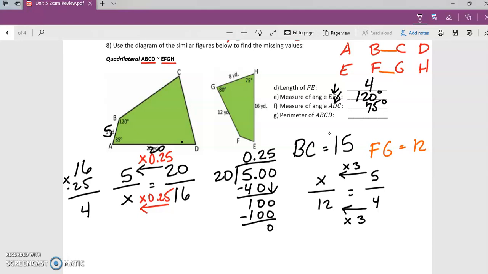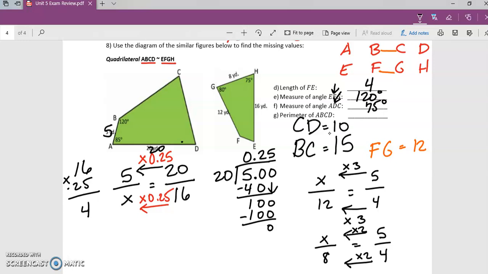We would do the same exact process for CD. So for CD, we would say, okay, I don't know what CD is, but I do know that the matching one is GH, which is 8. And then it matches with 5 and 4. 4 goes into 8 twice. So 5 multiplied by 2 would give me 10. So CD is equal to 10.